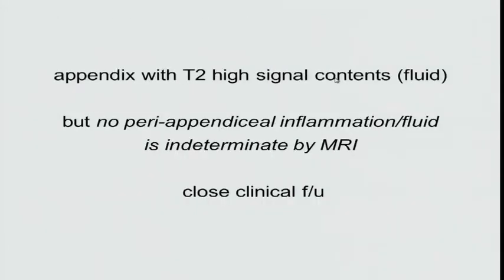Okay. If you see fluid in the appendix, but you don't see fluid around the appendix, that is an indeterminate study. The patient will need to be admitted and watched. Okay, can't go home, needs to be admitted and watched. They can have fluid in there for two reasons. They can have fluid because they have a very early acute appendicitis, or they can have fluid in there because their appendix is communicating normally with the bowel lumen.